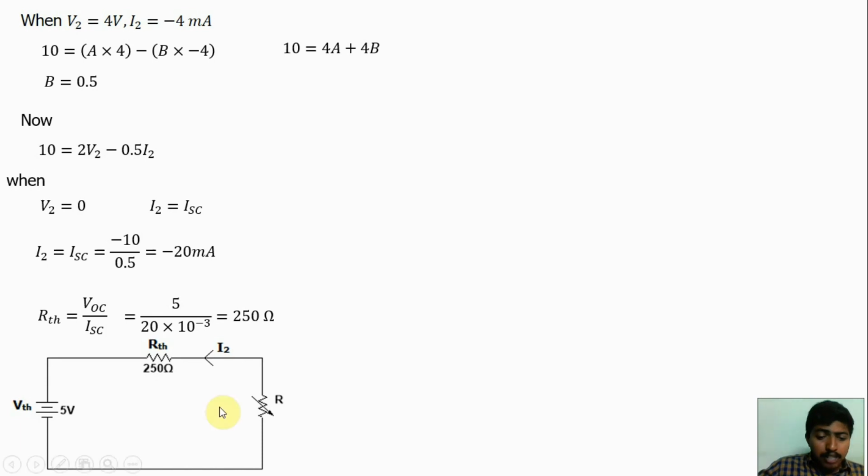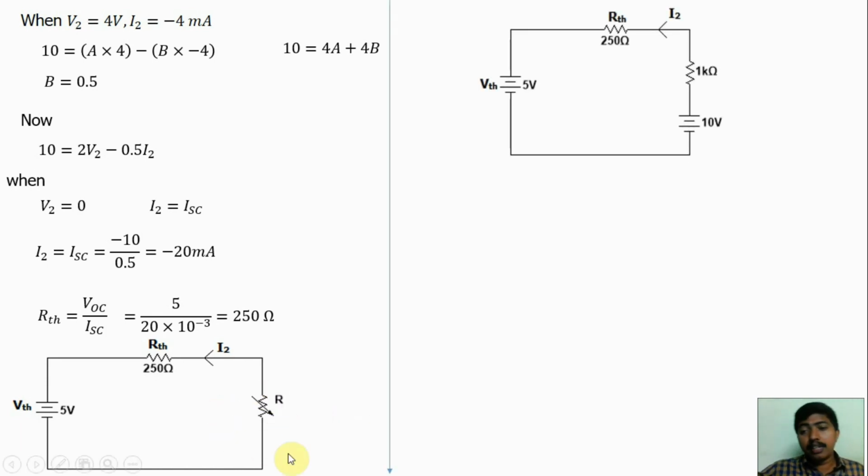Now replace the load with the figure C, 1 kilo ohm and 10 volt. We have to find the current I2. What is the value of I2? From Ohm's law, I2 is equal to 10 minus 5, these two are in series. This is 1000 ohm, this is 250 ohm. So we will get 1250 ohm totally. So I2 is equal to 10 minus 5 by 1250 ohm. So we will get the answer as 4 milliamps. This is the answer.